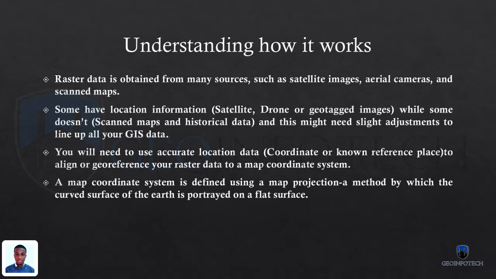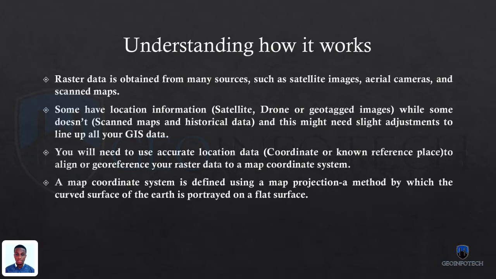So why some don't carry location, like when you scan a map that has been printed before, you scan it to produce a digital copy of that map, or a historical map that you took from a library. You see that those ones are hard copies, but you want to convert these hard copy maps to a georeferenced format. Alright, you see those ones don't have location attribute details. Alright, and this might need slight adjustment to line up with your GIS data. That is the essence of georeferencing.